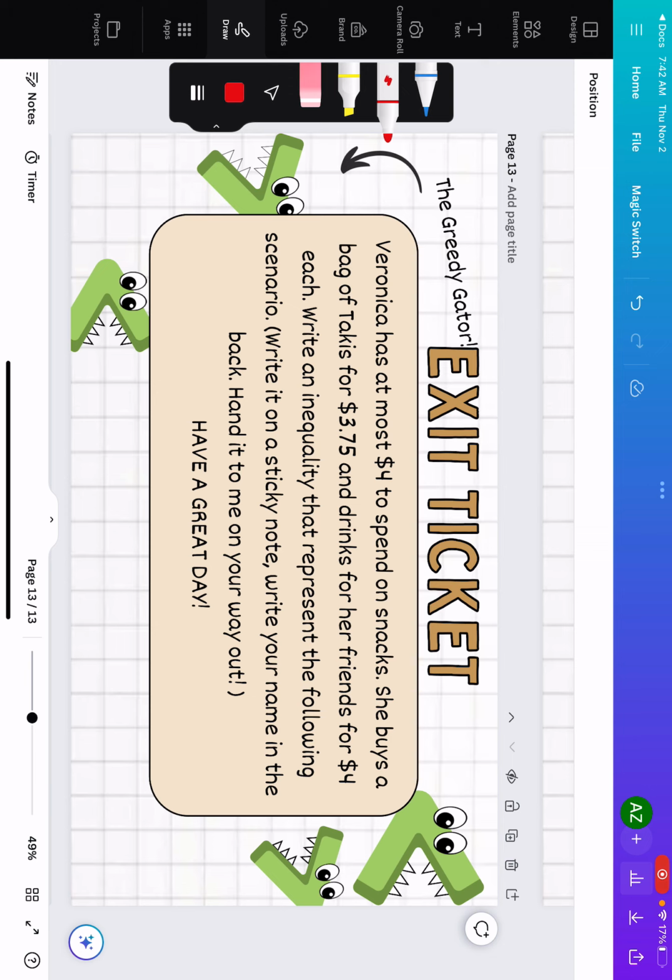Again, underline your question, circle important numbers, and box in your keywords before you get started with writing your inequality.